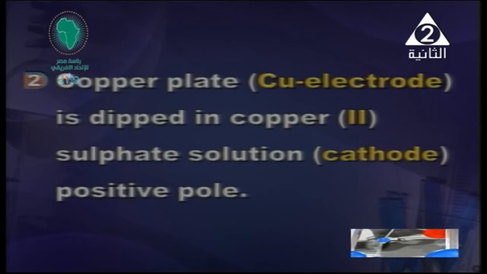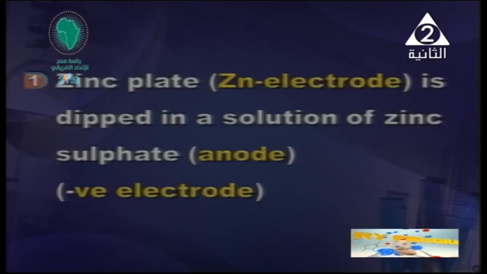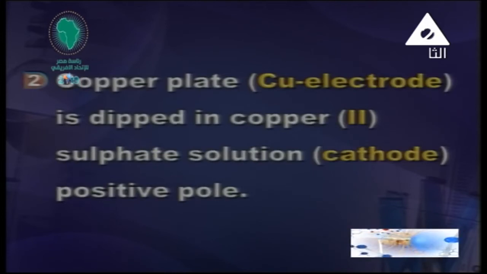The copper plate or copper electrode is dipped in copper 2 sulfate solution, which represents the cathode and the positive pole, while the zinc plate is dipped in a solution of zinc sulfate, which represents the anode and the negative electrode. Okay, be concentrated please and give me your attention.